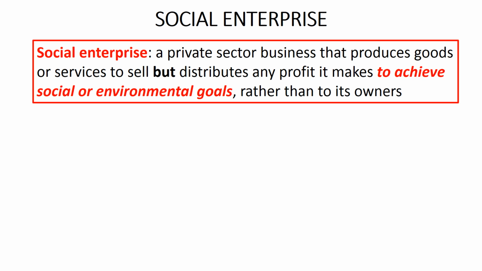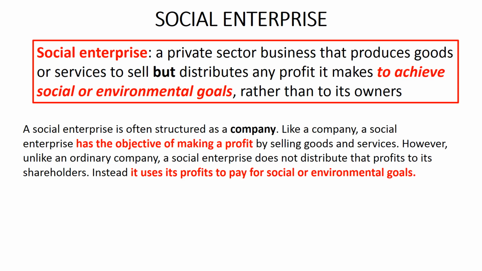A social enterprise is a private sector business that produces goods or services to sell, but distributes any profit it makes to achieve social or environmental goals rather than to its shareholders. If ever you're asked to define a social enterprise, make sure you include in that definition the concept that a social enterprise distributes any profit it makes to achieve social or environmental goals. A social enterprise is often structured as a company.